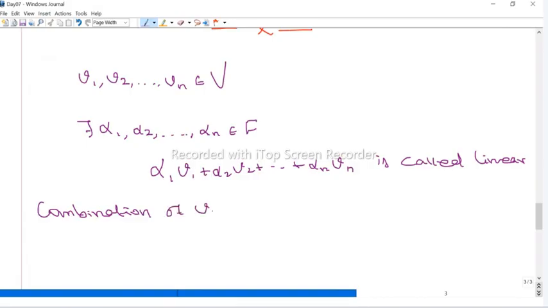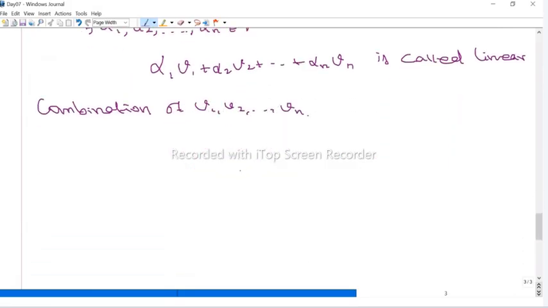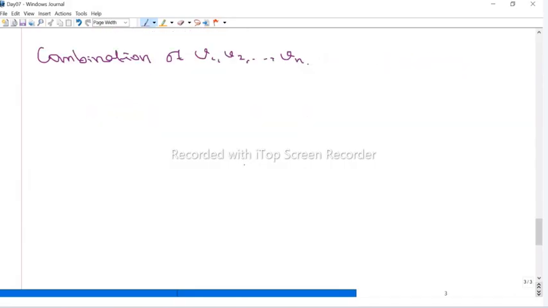Linear combination of v1, v2, etc., vn. So these alpha 1, alpha 2, alpha n are scalars. Okay, so this is a linear combination of v1, v2, etc., vn. Now we say a set of vectors is said to be linearly independent when the only solution of the homogeneous equation is 0.